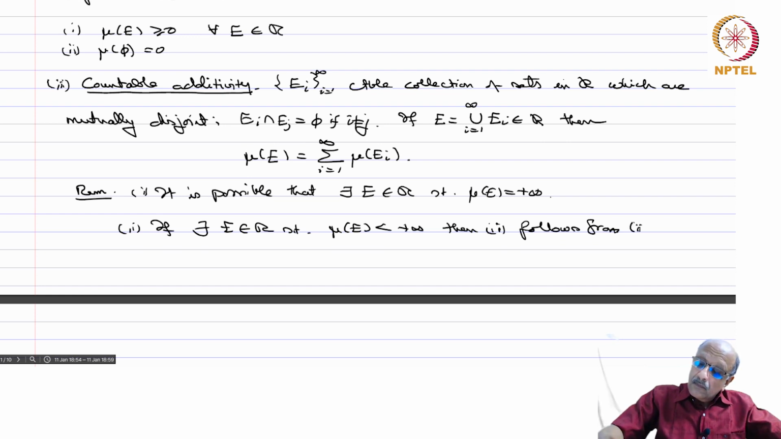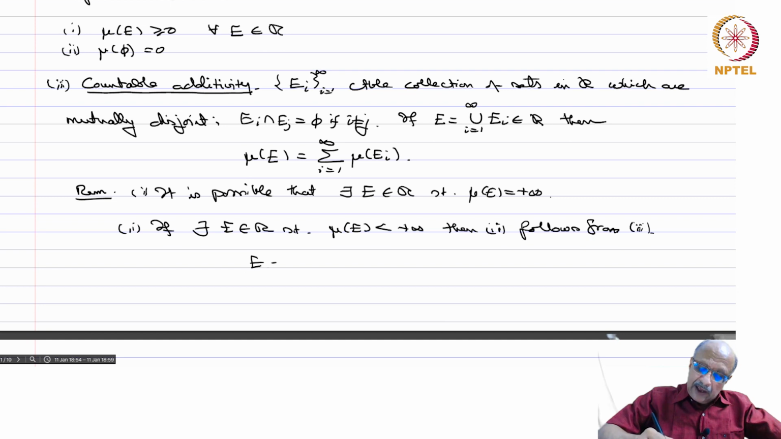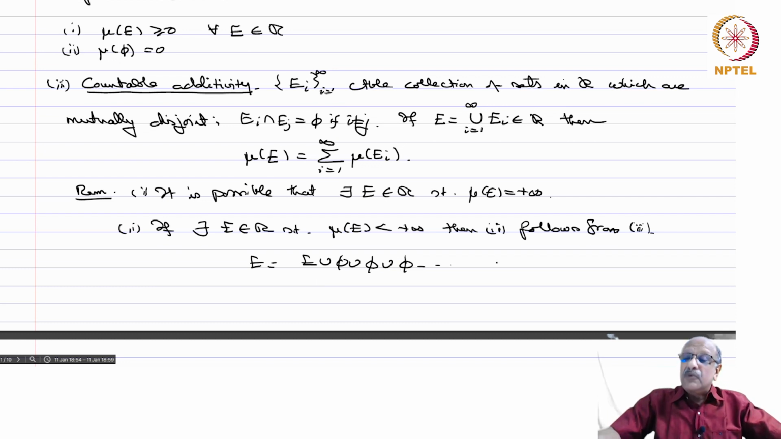Because you can write E equals E union empty set, union empty set, union empty set, and so on. And therefore, if you now write the countable additivity, you get mu E equals mu E plus mu phi plus mu phi plus mu phi, etc. And since mu E is finite, I can cancel it on both sides, and therefore I get mu phi equal to 0. I want to emphasize that you can cancel only when the quantities are finite. If something is infinite, then cancelling on both sides is absurd.